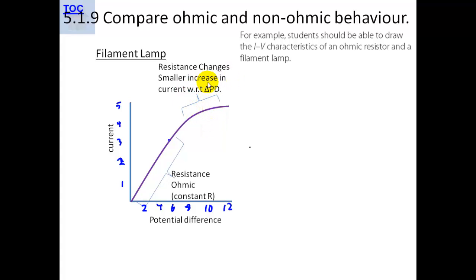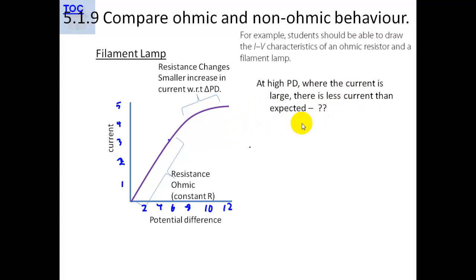So what happens, the resistance changes. With a greater voltage, the current is a little bit less than you would expect. So you get a smaller increase in current with respect to the potential difference. In other words, the resistance increases. At high potential difference, where the current is large, there is less current than expected. The reason for that is that the resistance has increased.